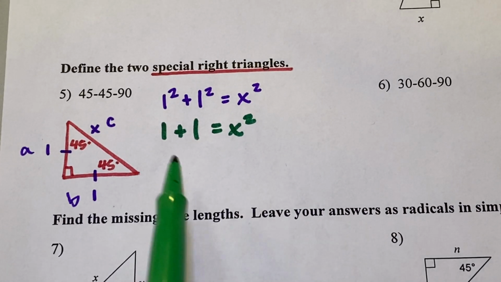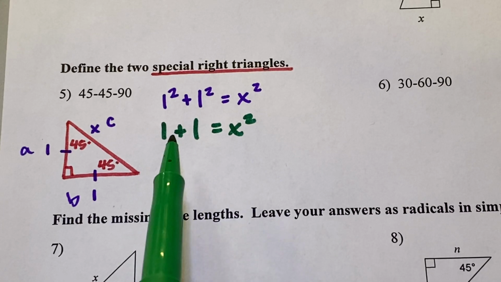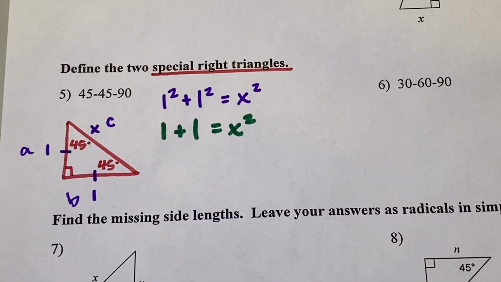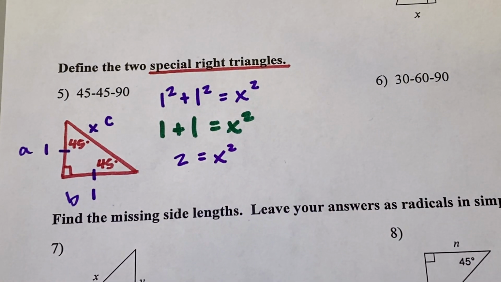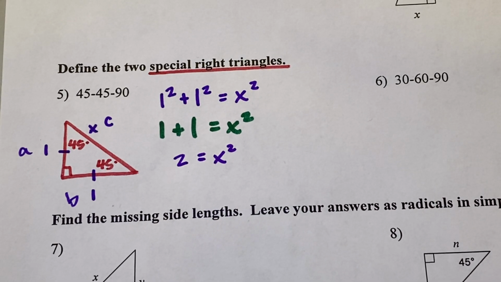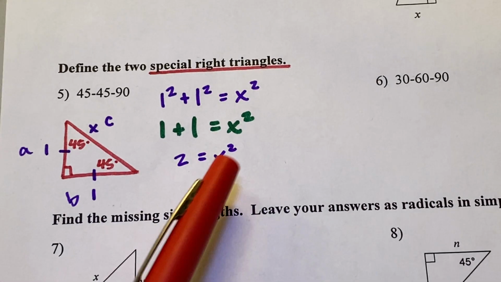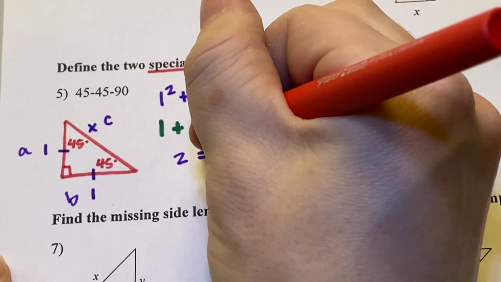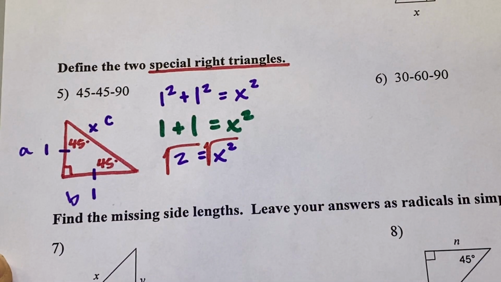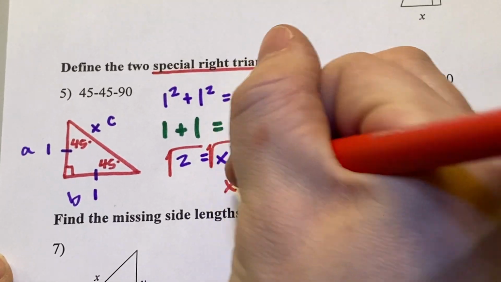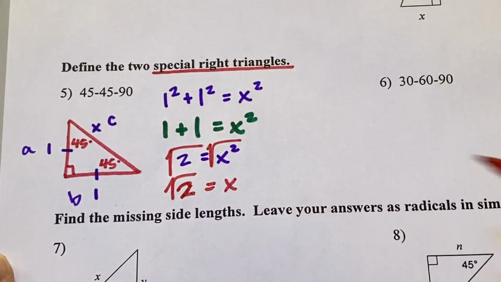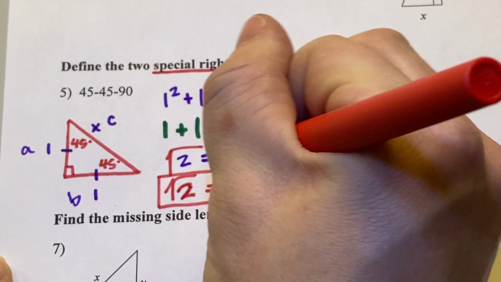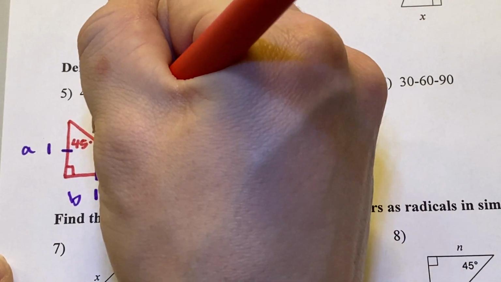Just like in our last example, don't move these ones, combine these ones. They're on the same side. So what does 1 plus 1 turn into? 2. Not too hard yet, right? Now here comes the ugly part. What's the opposite of square? How do I get rid of the square? Square root. So our hypotenuse in a special 45, 45, 90 triangle is always root 2.